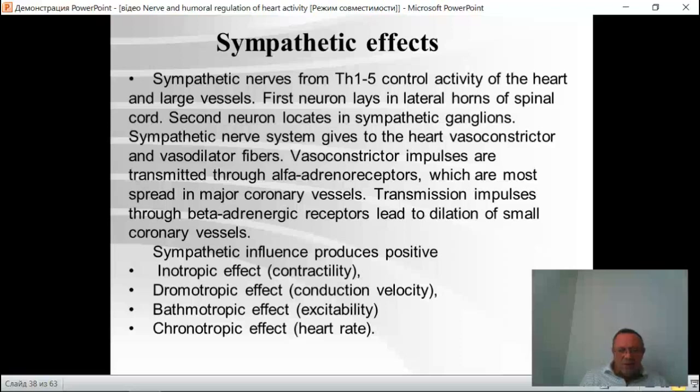Sympathetic influence produces positive inotropic effects, dromotropic effects, bathmotropic effects, and chronotropic effects. They give positive contractility, excitability, conductivity, and heart rate.